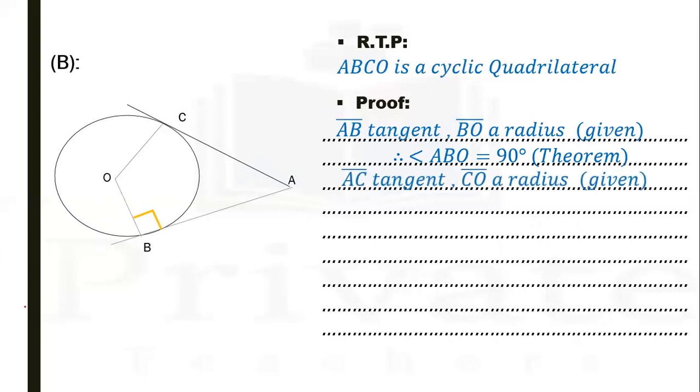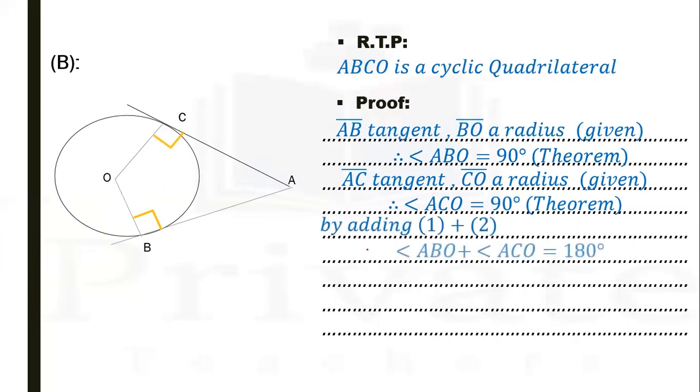In the same way, AC is a tangent, CO is a radius. Therefore, the angle ACO is equal to 90 degrees. And look at them by adding 1 and 2. ABO and ACO is equal to 180. ABO plus ACO is equal to 180.